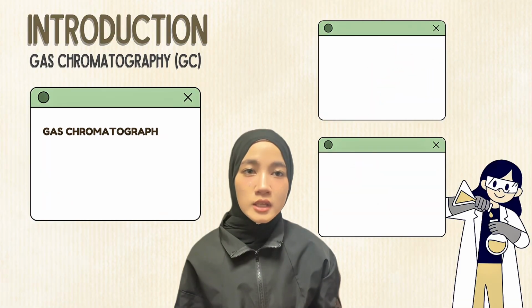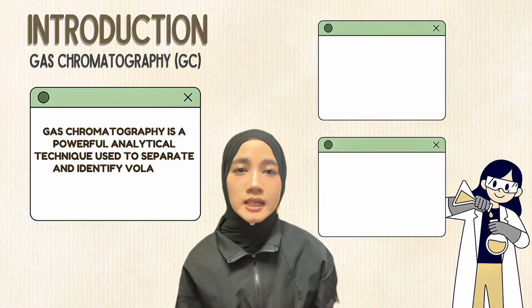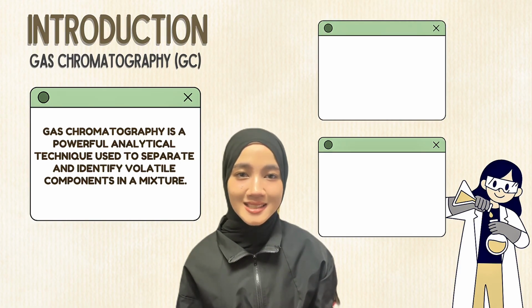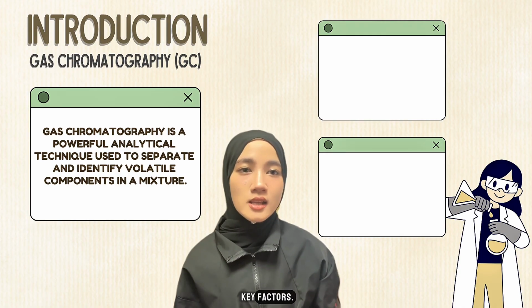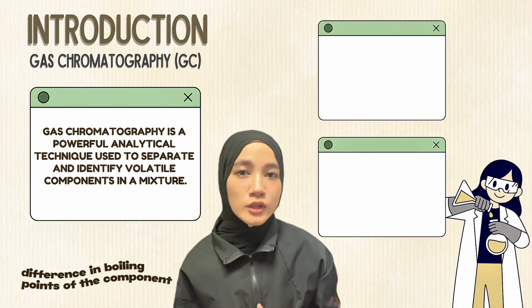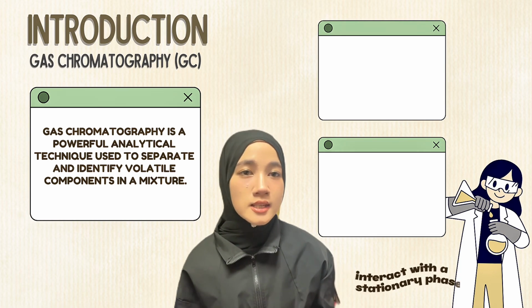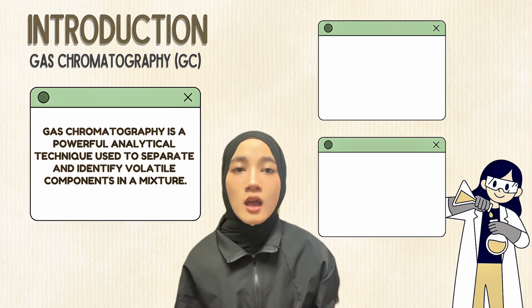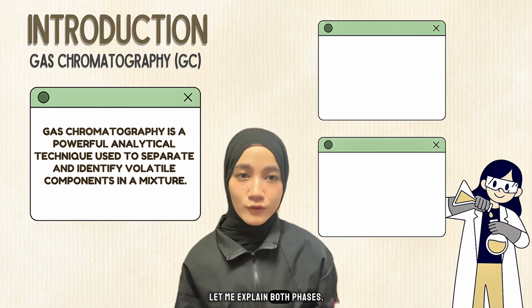Gas chromatography, or GC, is a powerful analytical technique used to separate and identify volatile components in a mixture. The separation in GC is based on two key factors. First, the differences in boiling points of the components, and second, how these components interact with the stationary phase inside the column. Now, GC operates on a two-phase system.